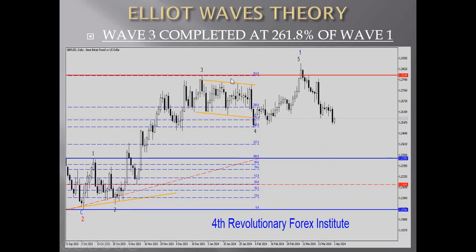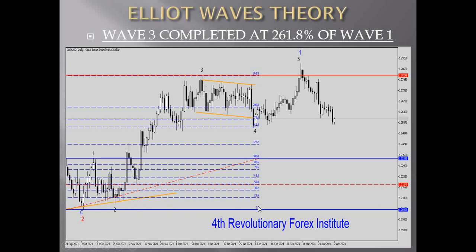Now let's go to wave 3. Wave 3, in this case, was completed at 261.8%. So let me show you how to do it. We are looking at this wave 3. You see here we have wave 1, black in color, wave 2, wave 3, wave 4, wave 5, under wave 1, which is blue. So we are only focusing on the formation of this wave 3.